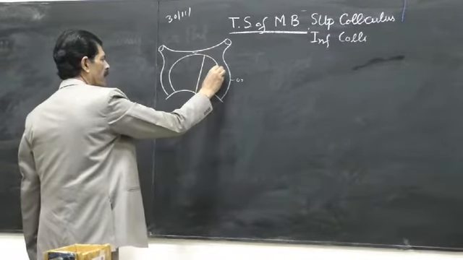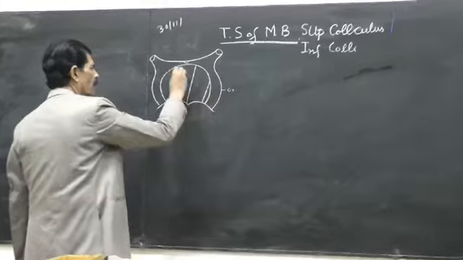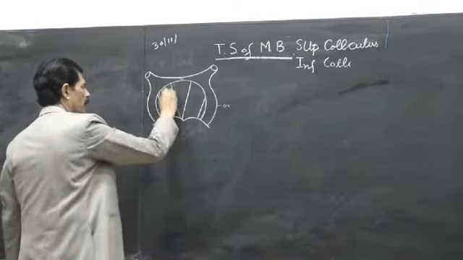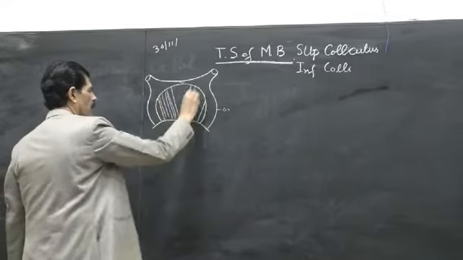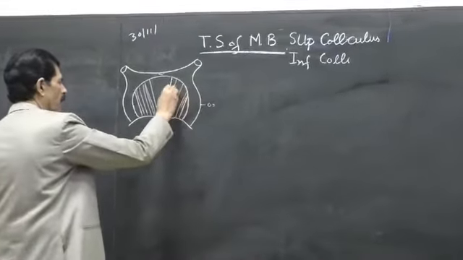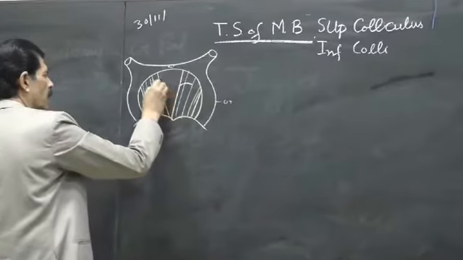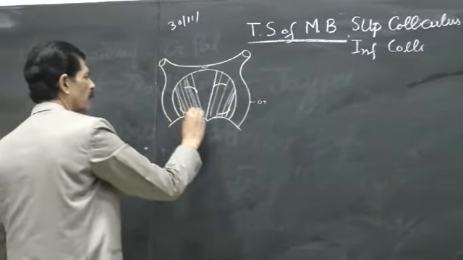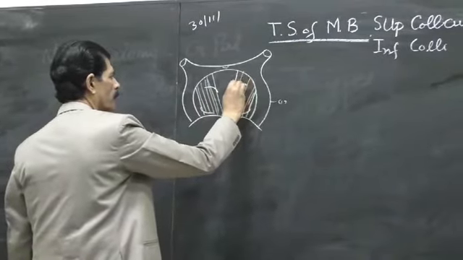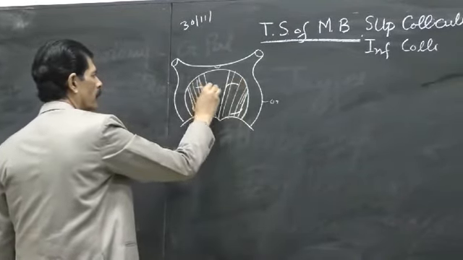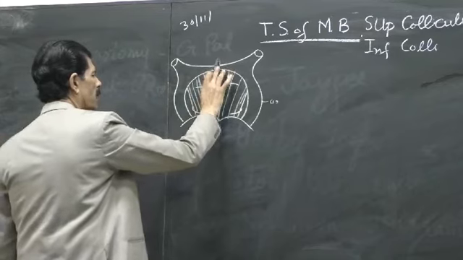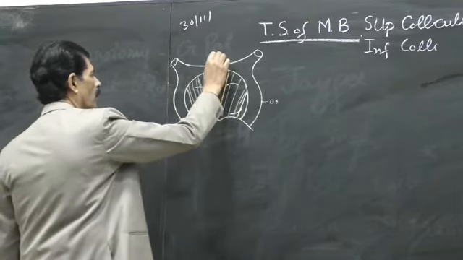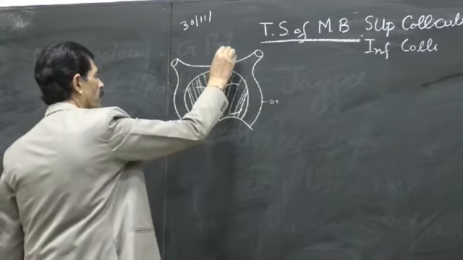The crus cerebri are visible with the medial and the lateral border. The medial border is related to the oculomotor nerve, and the lateral border is related to the trochlear nerve. Then in the midline, hanging, is the stalk or the infundibulum of the pituitary gland.